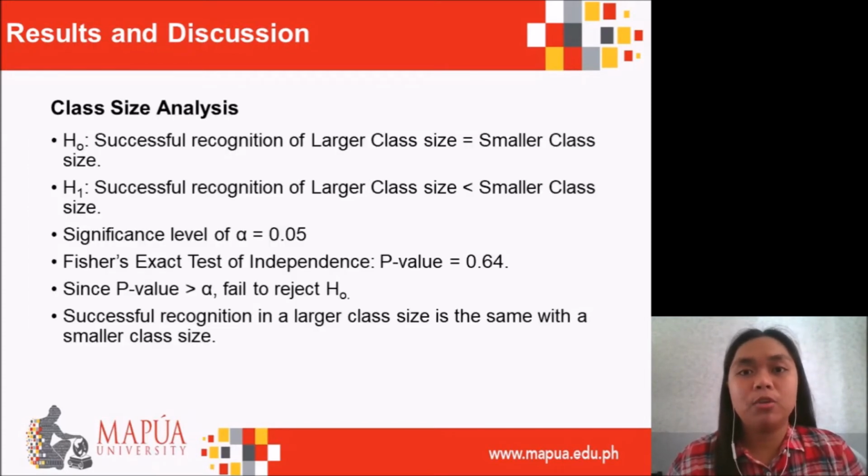So implementing again the Fisher's exact test of independence, with the null hypothesis that states successful recognition of larger class size is the same as the smaller class size, while the alternative is that the successful recognition of larger class size is less than the smaller class size. Using again the significance level of 0.05, calculating the p-value, we obtain 0.64. Since the p-value is greater than the significance level, we fail to reject the null hypothesis and conclude successful recognition of larger class size is the same as the smaller class size.